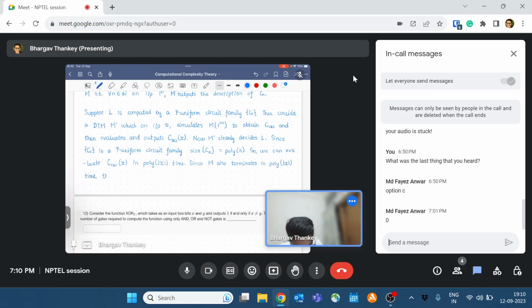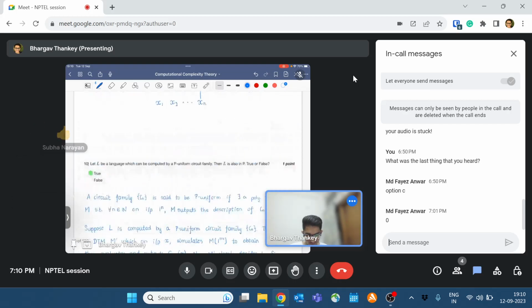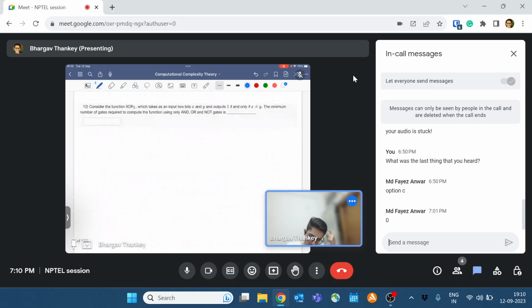The running time of M prime, which is the sum of these two, is poly size, poly n. Is this fine? Yeah. So if this is fine, let's look at the next problem.